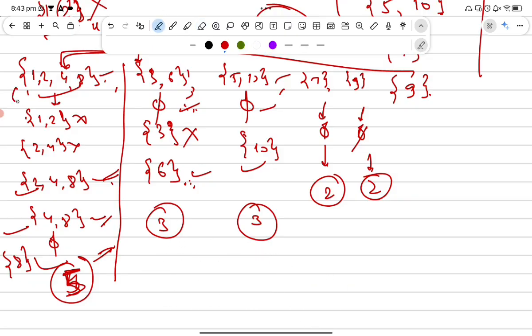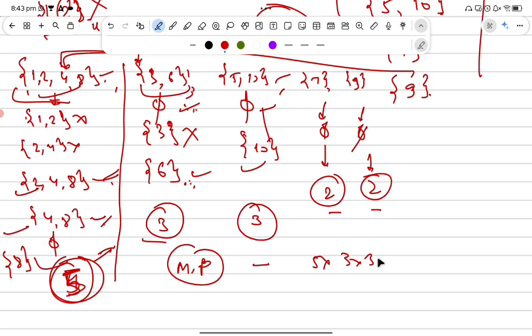For this patch, we have 5 options. From this, we have 3. From this, we have 3, 2, and 2. We'll use the multiplication principle. We'll simply do 5, 3, 3, 2, 2. That is 180. But why? Like, choosing any of these is sufficient. We are saying choosing any of the subsets is sufficient. It's following the condition. Why do we need to use the multiplication principle?